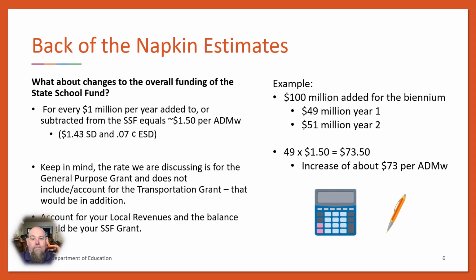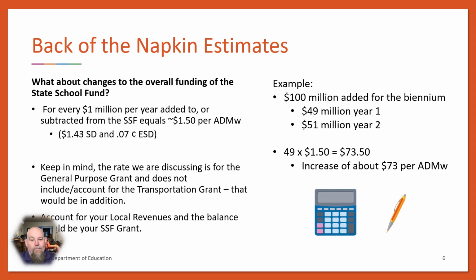Remember, the state talks about state school fund funding per biennium, so for both years. And remember that we split it 49 and 51. So 49% for the first year, 51% for the second year. To do a calculation, every $1 million that gets added or subtracted to the state school fund total represents roughly about $1.50 per ADMW. It's $1.43 for districts and 7 for FDs.